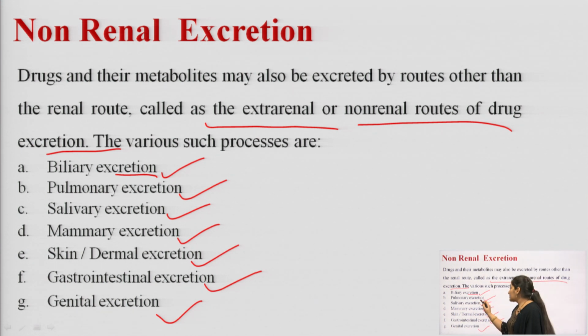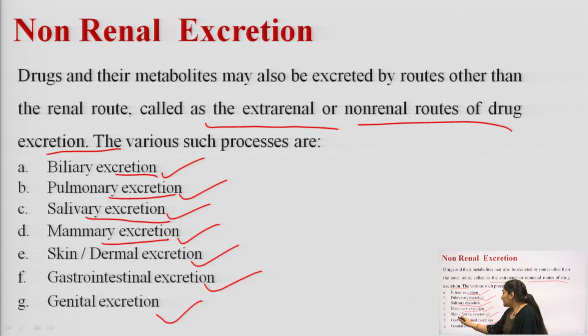When drug excretion takes place with the help of lungs, then it is called the pulmonary excretion. Next is the salivary excretion. When the drug excretion takes place with the help of saliva, or the involvement of salivary gland is there, then it is called the salivary excretion. Next is the mammary excretion. When there is involvement of the milk glands, then it is called the mammary excretion.